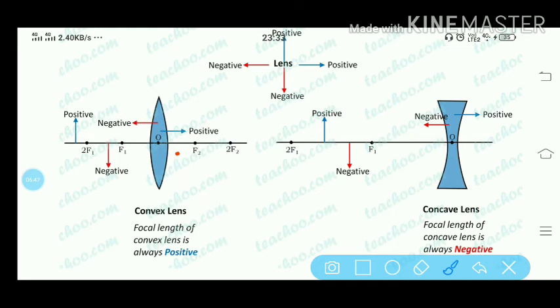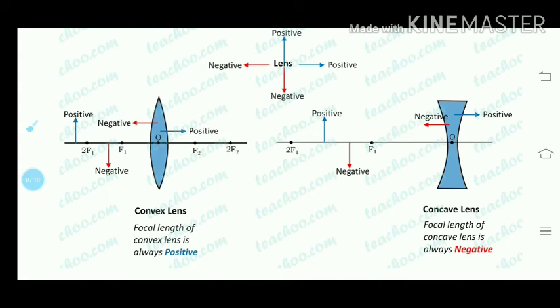All the distances measured in the direction of the incident rays are positive. Suppose this is our object. So the incident ray, we take 2 incident rays. The direction of incident rays is from left to right. So all the distance which is measured in this direction will be taken as positive.